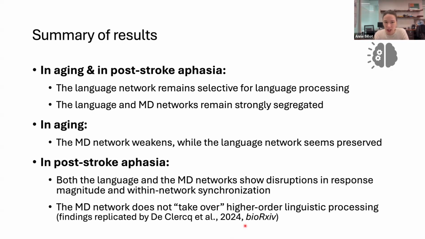Finally, in post-stroke aphasia, both the language and the multiple domain networks showed disruptions, with weaker response magnitude and within-network synchronization, probably due to persistent disruptions from the infarct. And in contrast with previous hypotheses, we did not find that the multiple domain network would take over or compensate for language, at least language comprehension here in this study, in any way.